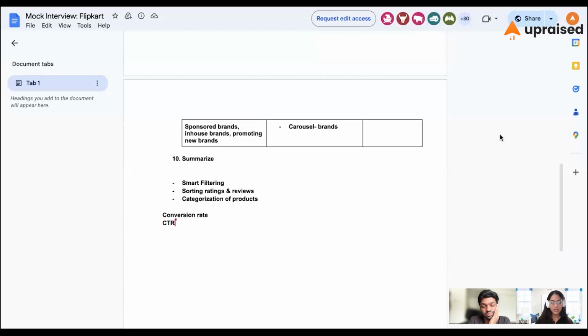CTR is also very important, how many people are clicking on the search results. Then another thing to monitor here is the bounce rate, how many people are actually going back when they see the search results, or maybe they're trying to search something else, they're trying to use another set of. You mentioned these, so it's okay.